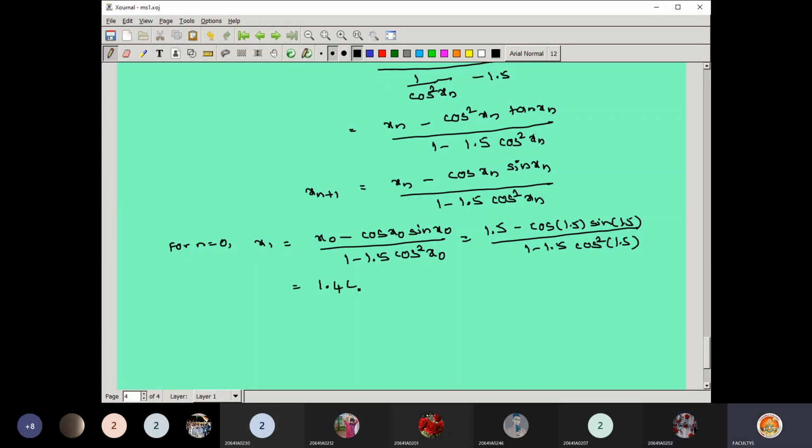So the first one is over. Similarly, you can go for n equal to 1. Try to give me the answer, the x2 value. x2 means it is x1 minus cos x1 sin x1 divided by 1 minus 1.5 cos square x1. There you substitute your x1 value. Let me know the answer.